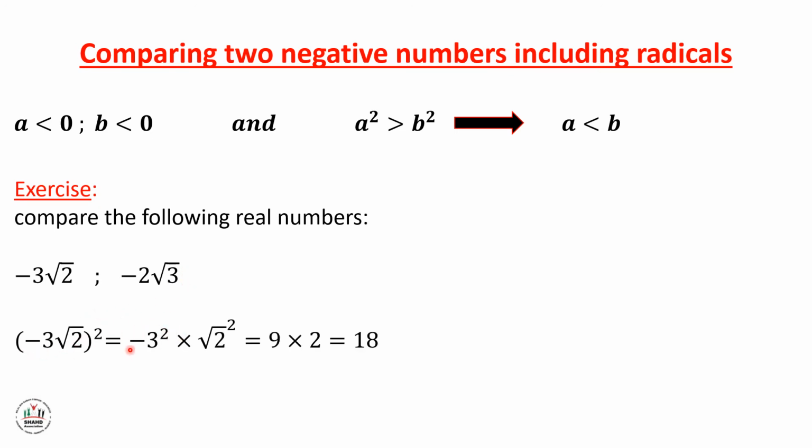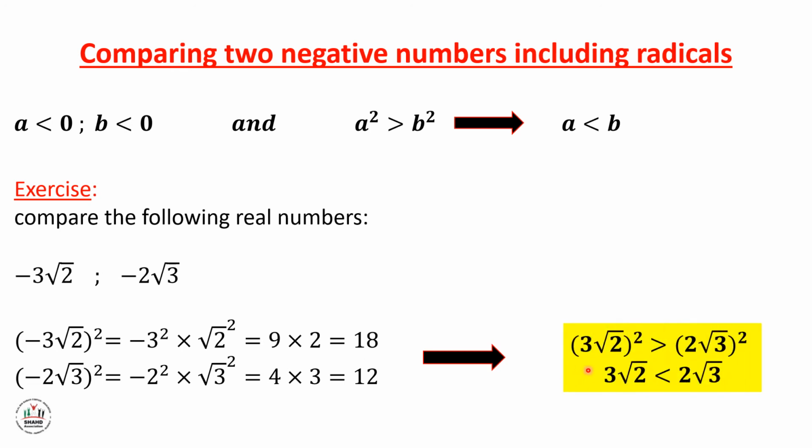First, we should write the square of each number. (Minus 3 radical 2) square equals (minus 3) square. (Minus 3) square becomes 9 times radical 2 square. The square goes with the radical and it becomes 2. So 9 times 2 equals 18. (Minus 2 radical 3) square, again (minus 2) square. The negative sign goes with the even exponent. So (minus 2) square becomes 4. Radical 3 square becomes 3. 4 times 3 equals 12.